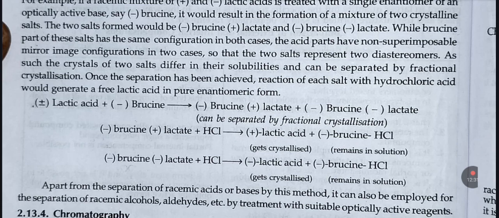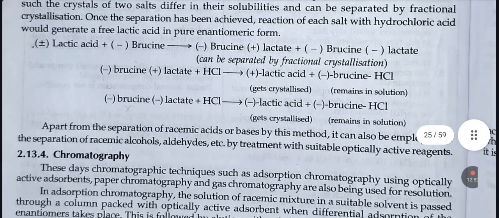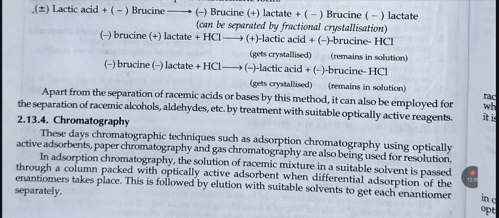Minus brucine plus lactate plus HCl will give plus lactic acid, which gets crystallized, plus minus brucine HCl. Minus brucine minus lactate plus HCl will give minus lactic acid plus minus brucine HCl, which remains in the solution. Apart from the separation of racemic acids or bases by this method, it can also be employed for the separation of racemic alcohols, aldehydes, etc., by treating with suitable optically active reagents.